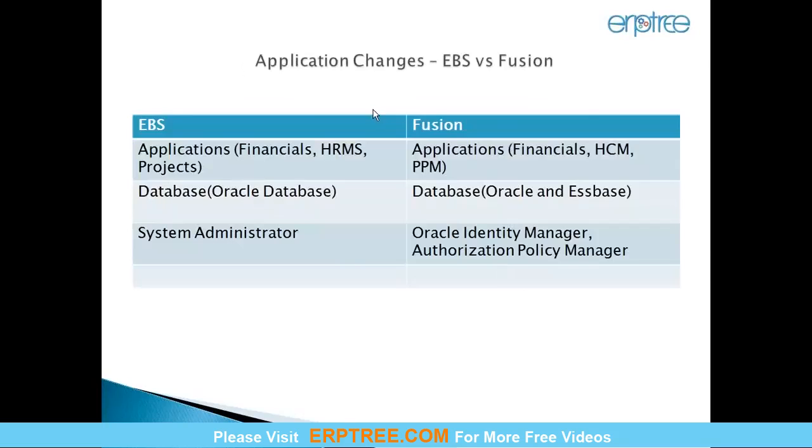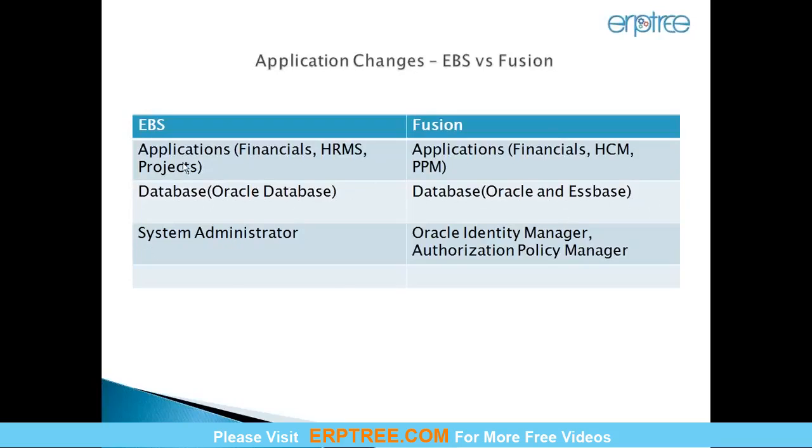Another is application-related term changes. Financials, yes, financials only we call here. HRMS got replaced with HCM, and Projects got replaced with PPM, Project Portfolio Management. Here HCM means Human Capital Management. In case of EBS, we have only the Oracle database. In Fusion, you can find Oracle as well as SPS database. We'll be discussing all these points going forward.